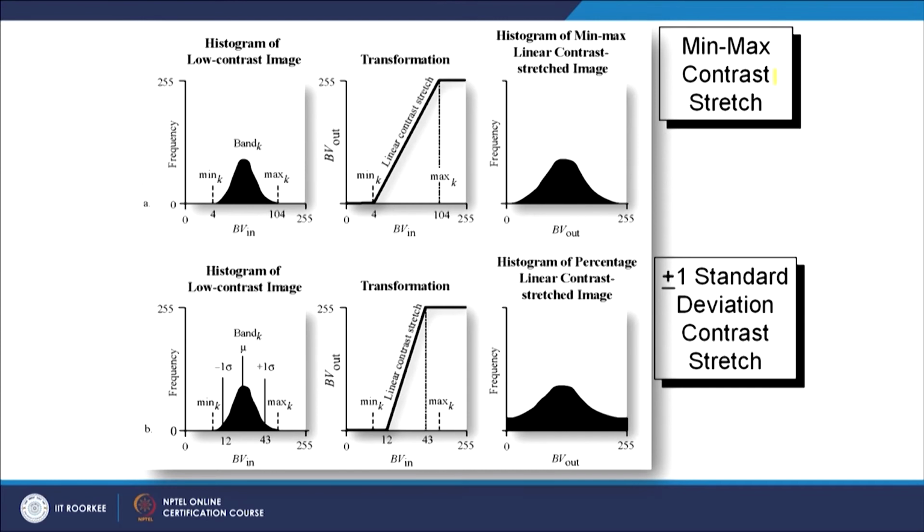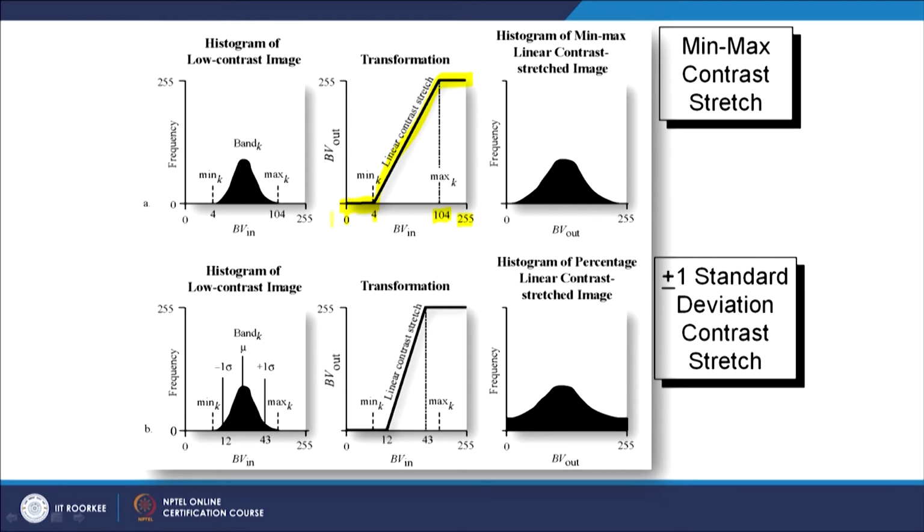The first one is the minimum maximum contrast stretch example, a simple linear contrast stretch. In the middle, the transformation lookup table is shown, where the values between 0 to 4 are not used and things have moved on the x axis, and on the higher side the values between 104 to 255 are not used. So the value which was 104 has been shifted to 255, and the pixel value which was 4 has been shifted to 0, and likewise I can create a minimum maximum linear contrast stretch histogram.